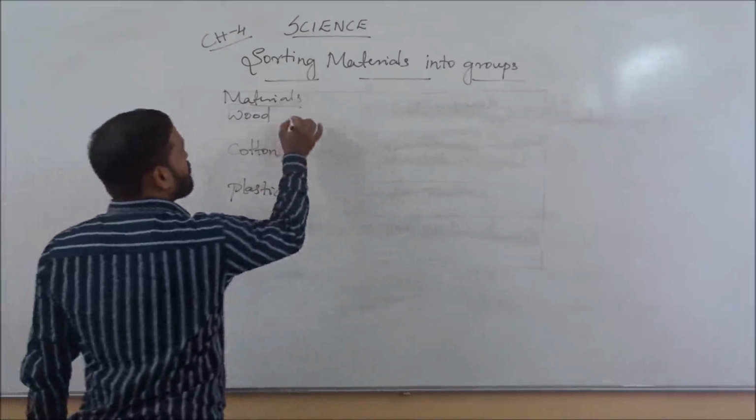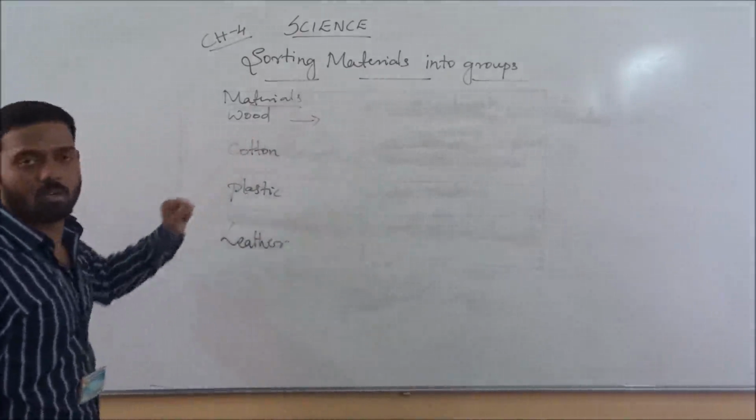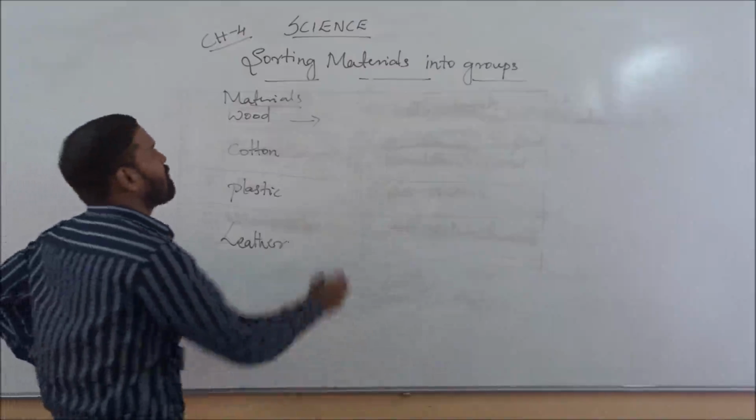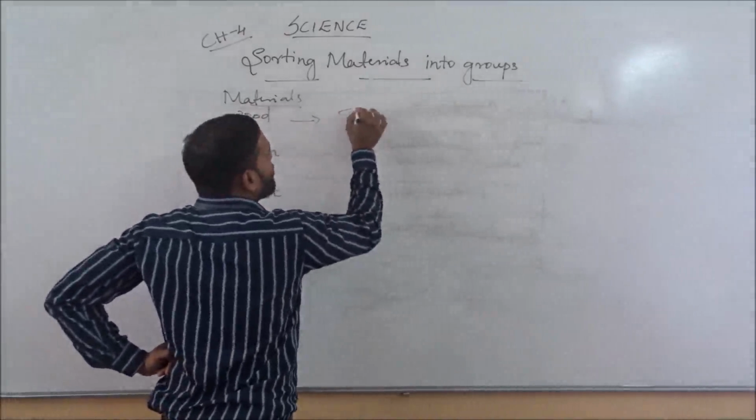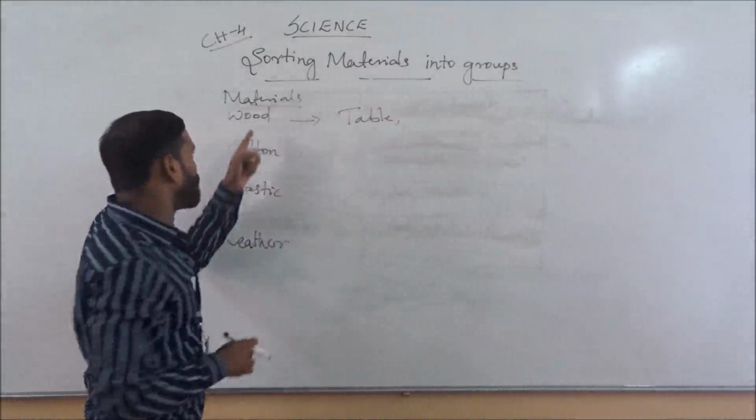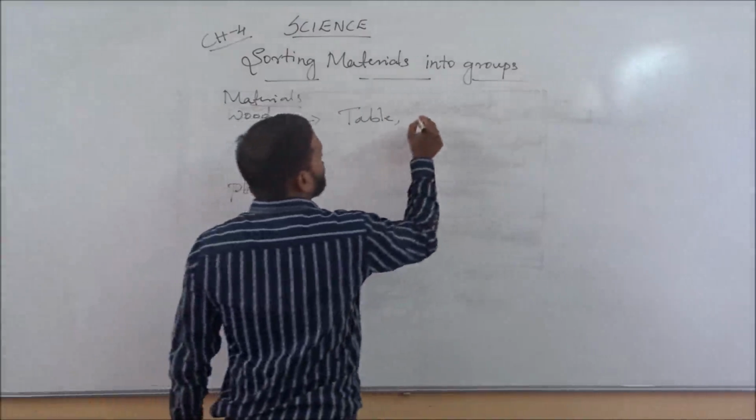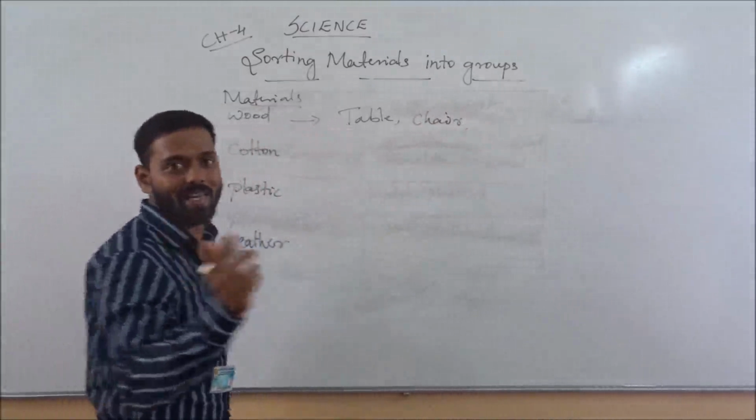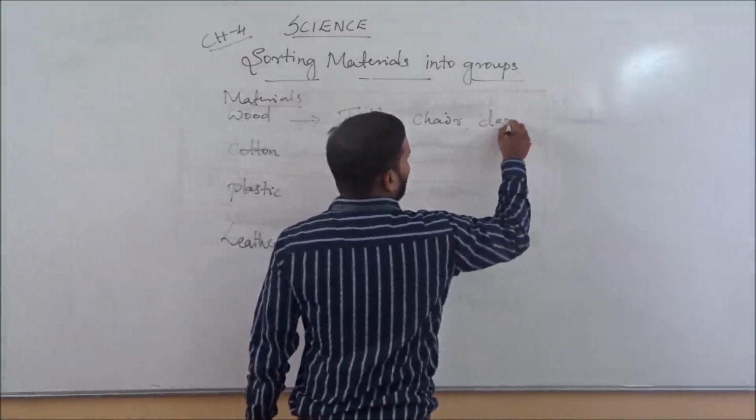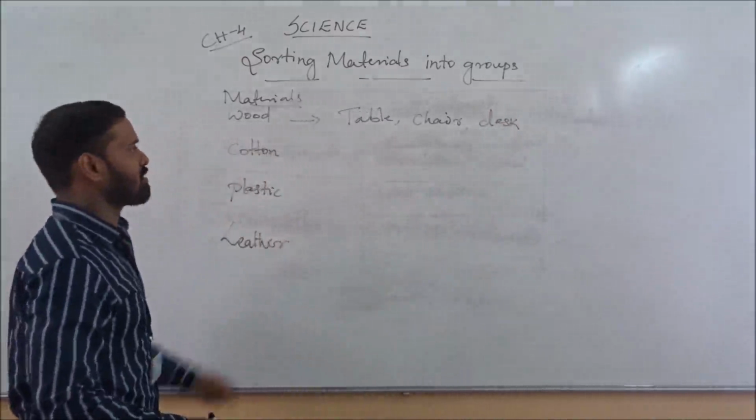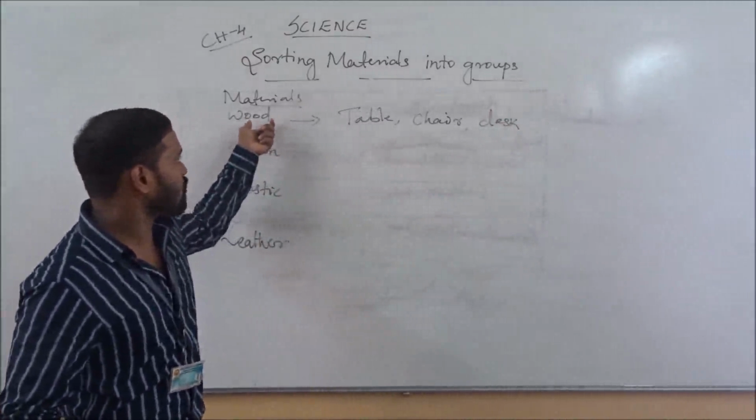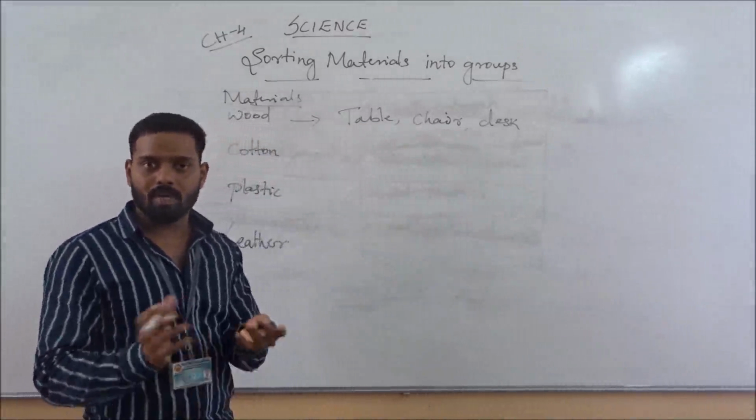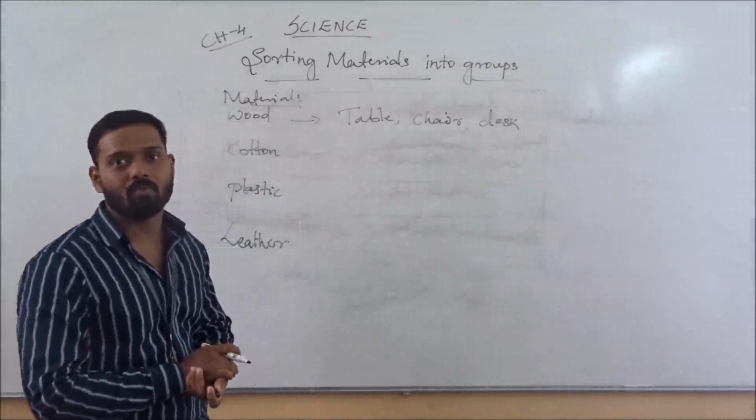Okay, now if you are going to make some objects from wood, what are the objects we can make from wood? We can make a table. Yes, we can make it using wood. So using wood we can make a chair, and using wood you can make a desk, and so on. You can make numerous things. The 3 things I listed: table, chair, desk, and many other items and articles we can also make from wood.